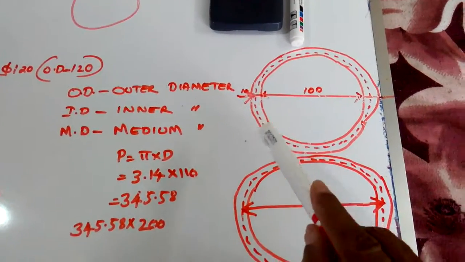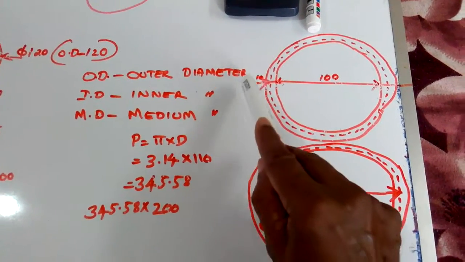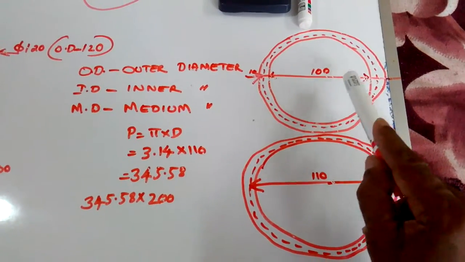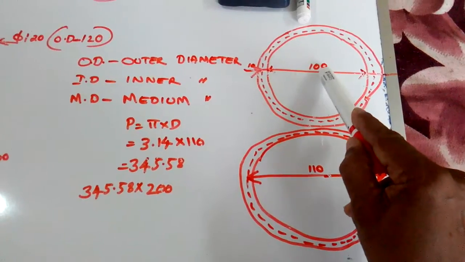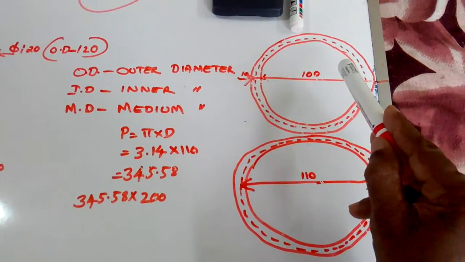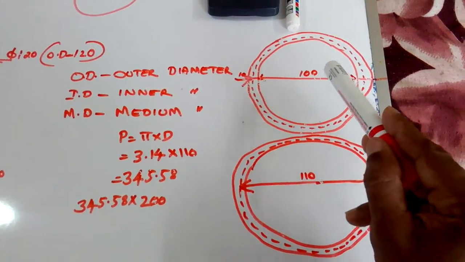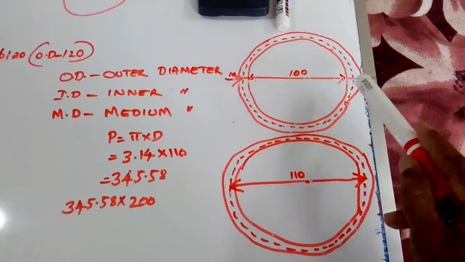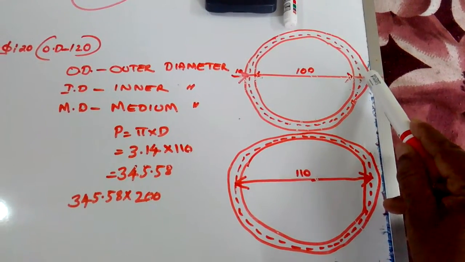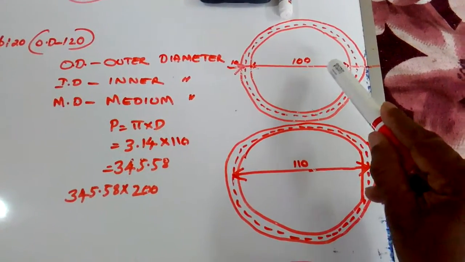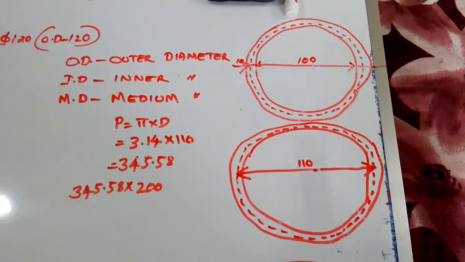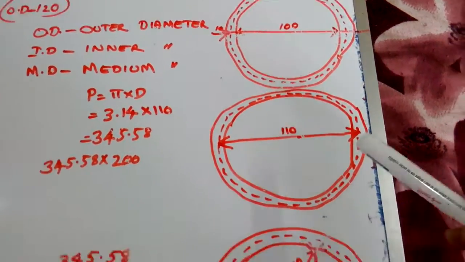Then its outer body is 120. From outside to outside is 120. If it is 120, its inner to inner will be 100. I have written it here. So which measurement will we use for calculating the perimeter? We can't use the outer diameter 120, and we can't use the inner diameter 100, because both measurements will change after rolling.